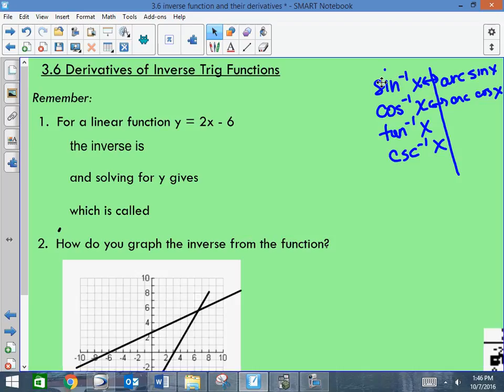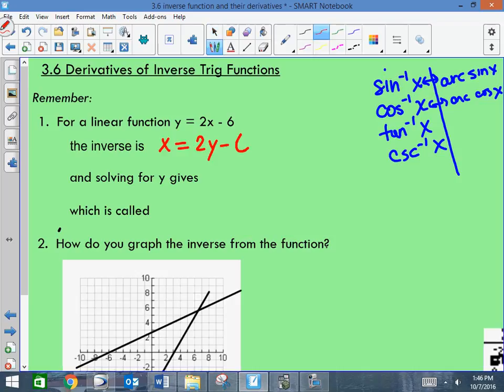All right, so when we're talking about inverse functions, how do we do the inverse function of y equals 2x minus 6? Start out real simple. Okay, we switch around the x's and the y's. That's what inverse does. And when we solve for y, we get 2y equals x plus 6, so y equals x plus 6 over 2. And if you want to divide it up, that would be fine. What do we call the inverse of y? We call it that, right? Okay.